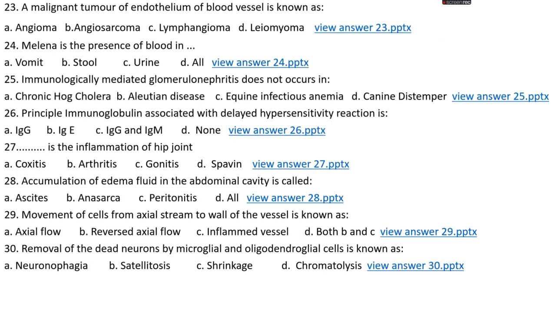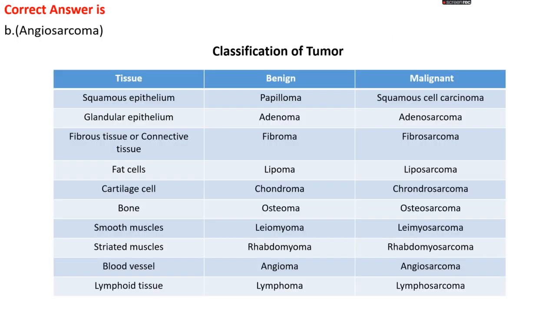Question number 23. A malignant tumor of the endothelium of blood vessels is known as option A, angioma, option B, angiosarcoma, option C, lymphangioma, option D, leiomyoma. The right answer is option B, that is angiosarcoma.